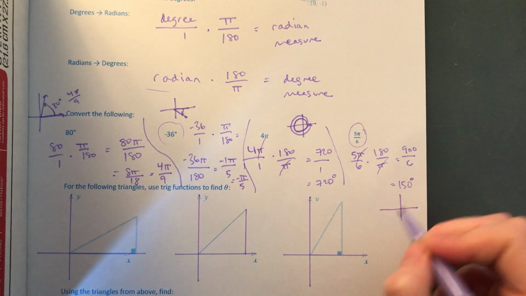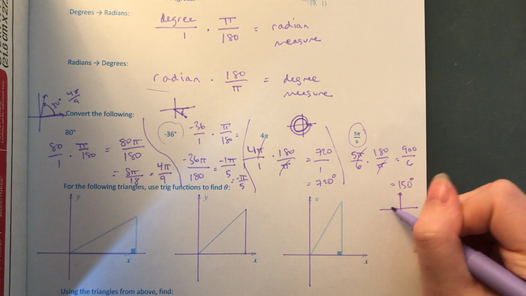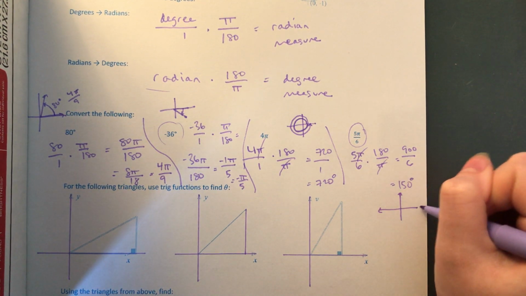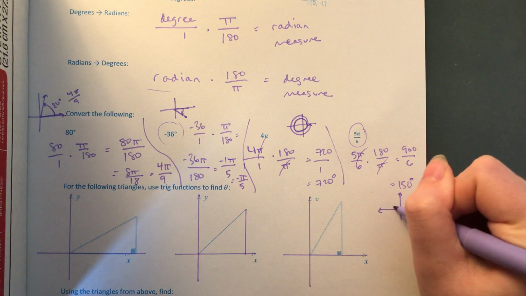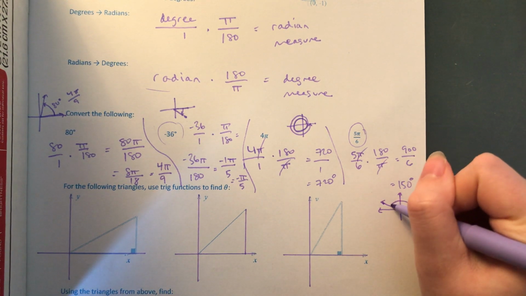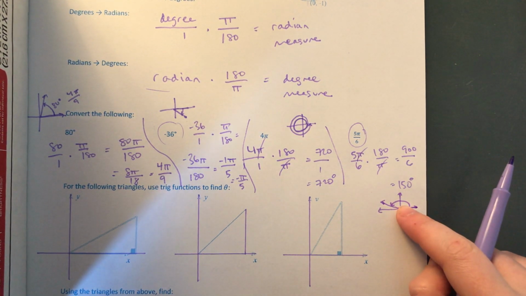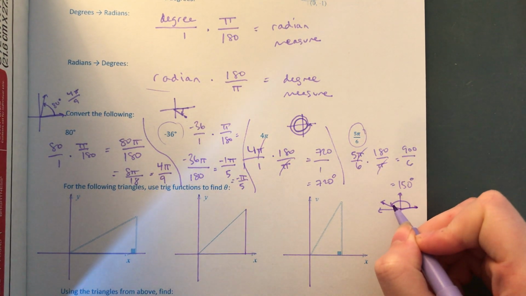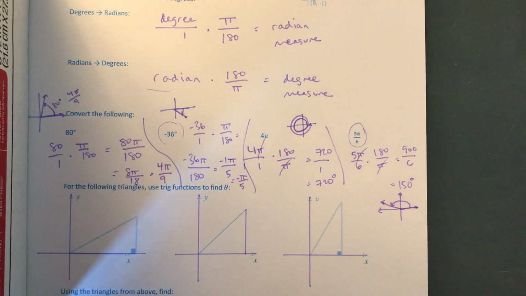Hopefully we know that here's 90. To here would be 180. 150 is a little bit less than 180, so if you started here, it'd probably be something like right there. So this is 150 degrees, but that's also 5 pi over 6. So the length of this arc is 5 pi over 6, whatever unit.